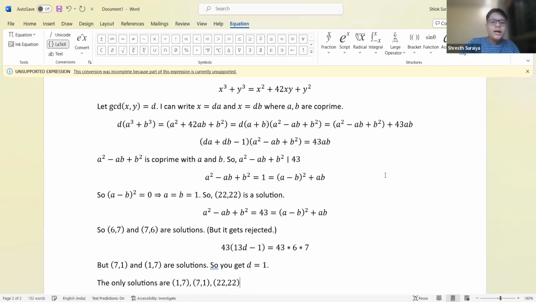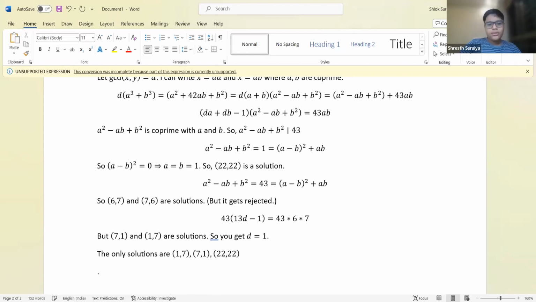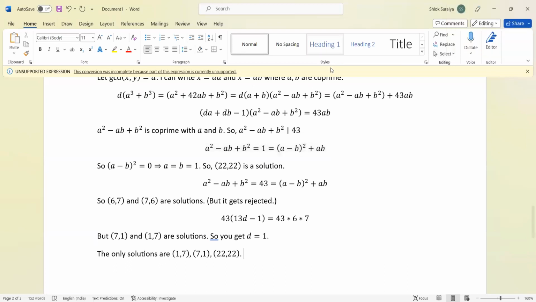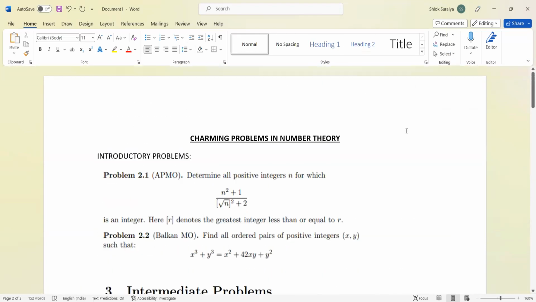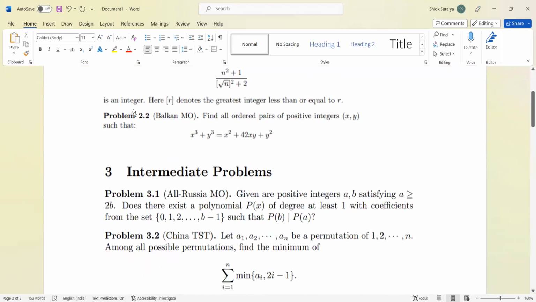So this was a fairly easy problem. All you have to do was bound x squared plus y squared. First you check the divisor condition by putting the GCD and then you get the bound. Wait, am I audible? Because I think my network is a bit down right now. So yeah, we are done with problem 2.2.